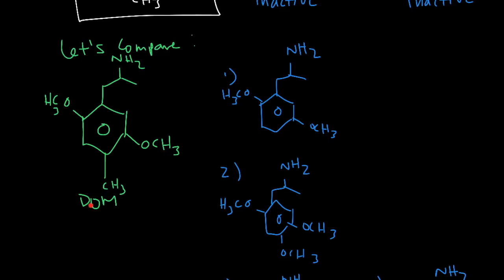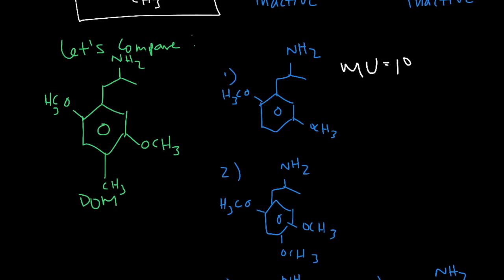So this 4 position is the only thing we're changing. So what if we change it from a methyl group to hydrogen? Would you expect number one to be less potent or more potent, and why? It would actually be less potent. Don't memorize these numbers, I'm just illustrating the concept. It would have a potency of 10.